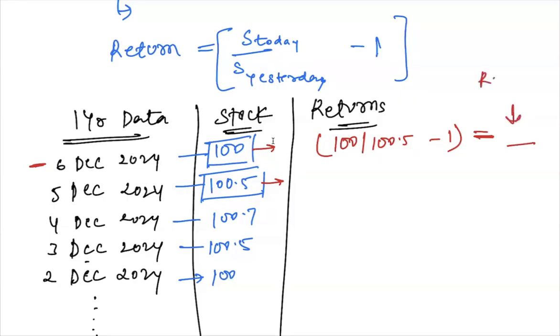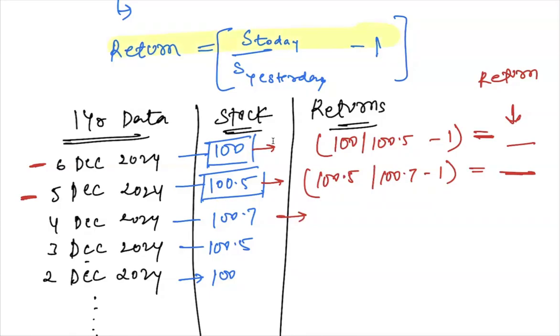Okay, similarly, how will you calculate return for this day? It's basically 100.5, which is the stock price today, divided by stock price yesterday, which is 100.7 minus 1. So you'll get something which is your return. Similarly, how will you calculate return here? You'll do the same thing. You'll use this formula, which is stock price today divided by stock price yesterday minus 1.